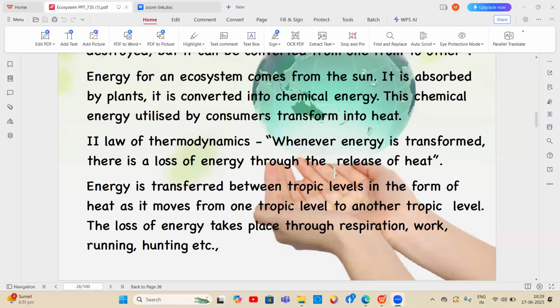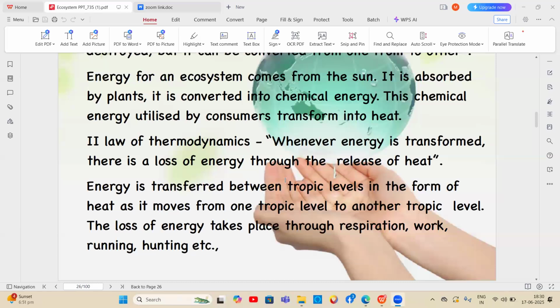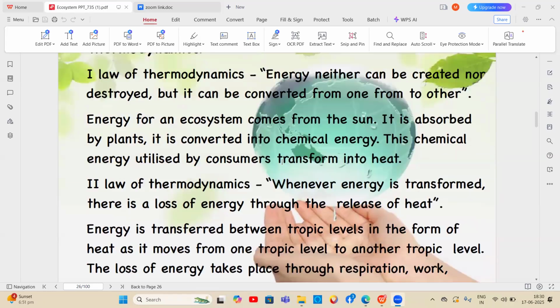Energy is lost as heat as it moves from one trophic level to another. The loss of energy takes place through respiration, work, running or hunting. So here some amount of energy is lost. Energy flow in an ecosystem follows two laws of thermodynamics. The first law is that energy can neither be created nor destroyed, but can be converted from one form to another. That is, solar energy is converted into chemical energy.